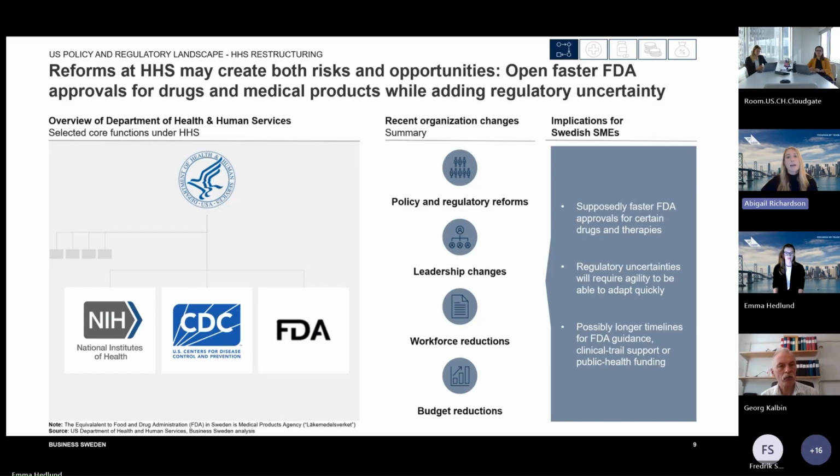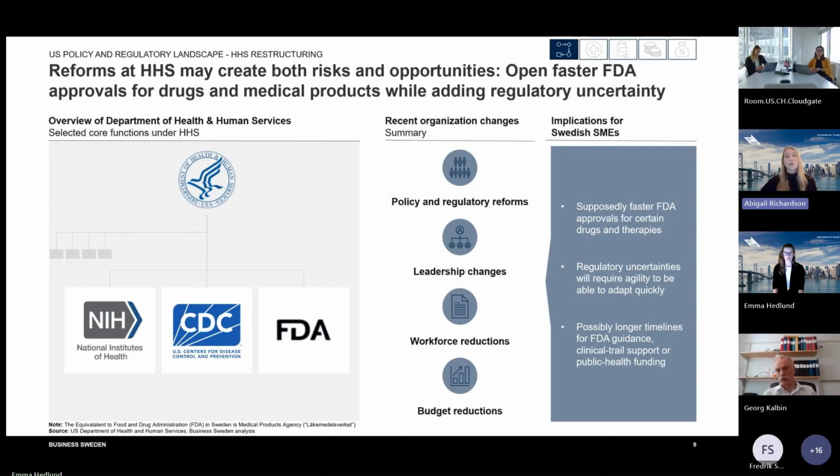So we really see the FDA as that golden ticket for companies looking to enter the U.S. market, which is why it's so important to follow what's happening at the FDA and understand the changes and how they can impact you. When we look at some of the changes we're seeing, the first one that comes up is policy and regulatory changes. The Trump administration really wants to streamline FDA approval, which is good news.